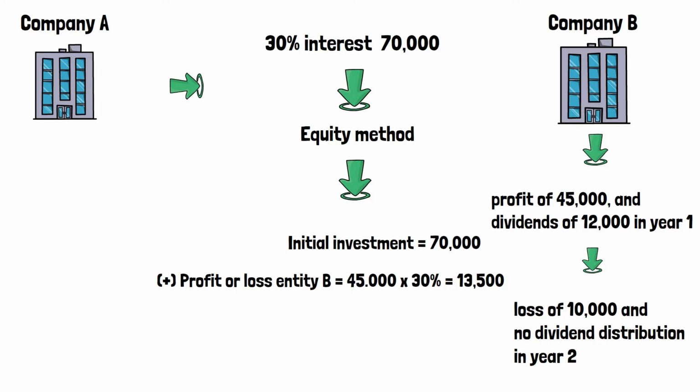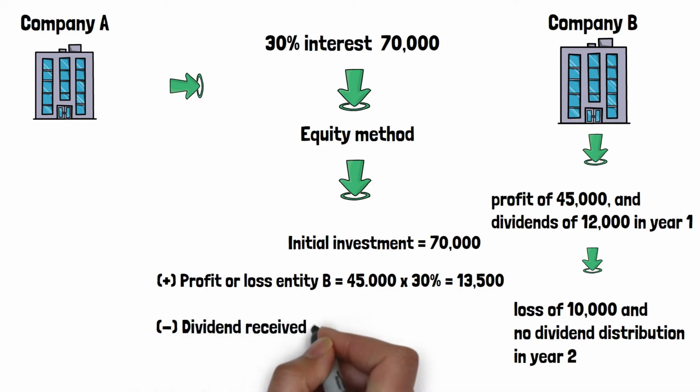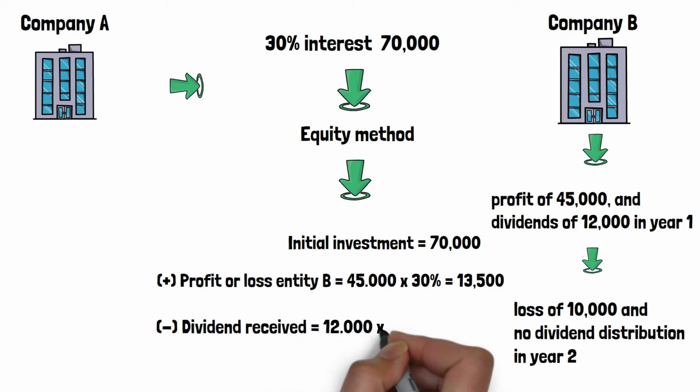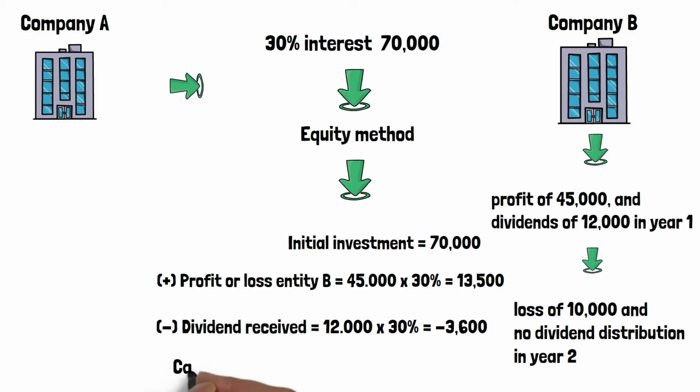And finally, we must establish the amount of dividends received by Entity A. As we see in the example, Company B distributed dividends of $12,000. In this case, we must negatively affect the investment as a consequence of the dividends received, equivalent to 30% of $12,000. That is, an adjustment of $3,600. In this way, the final balance of the investment increased to $79,900, which is equivalent to the initial balance of $70,000 plus the reported profit minus the dividends received.